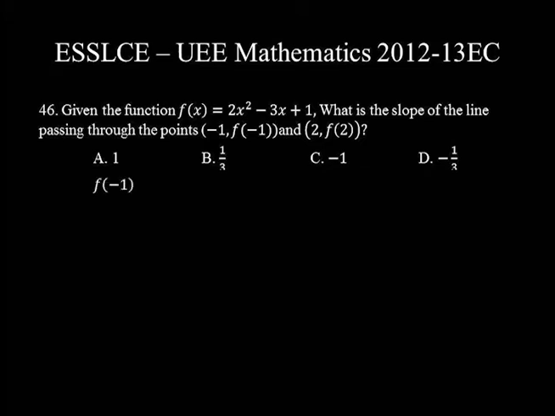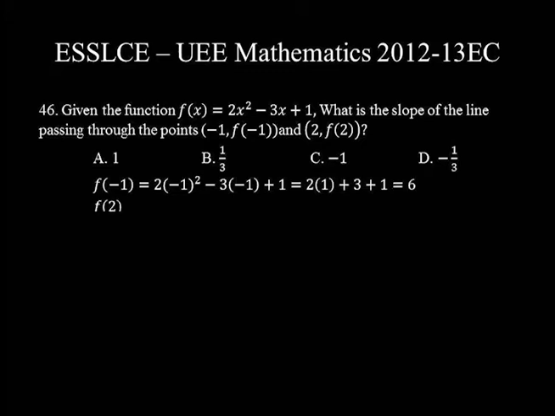f of -1 is equal to 2 times (-1) squared minus 3 times -1 plus 1. 2 times (-1) squared is 2 times 1, which is 2. -3 times -1 is positive 3. 2 plus 3 is 5. 5 plus 1 is equal to 6.